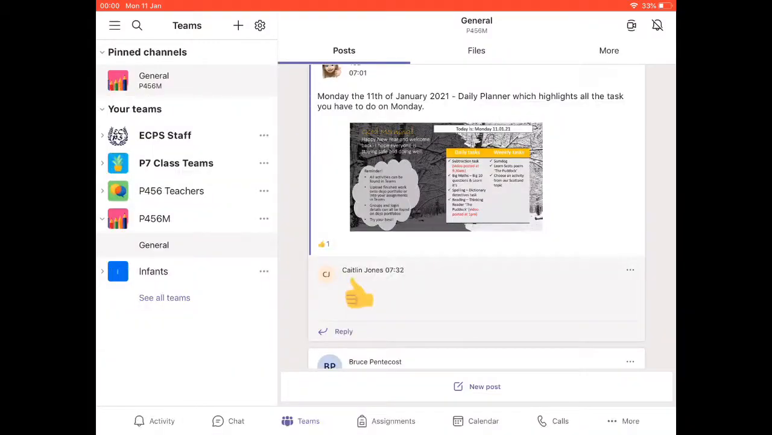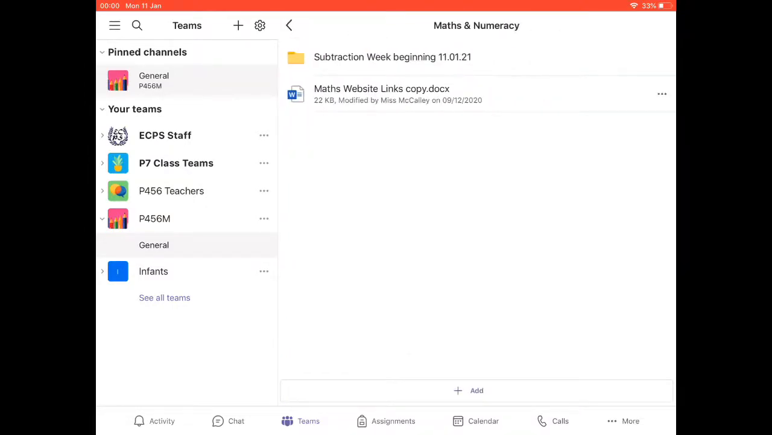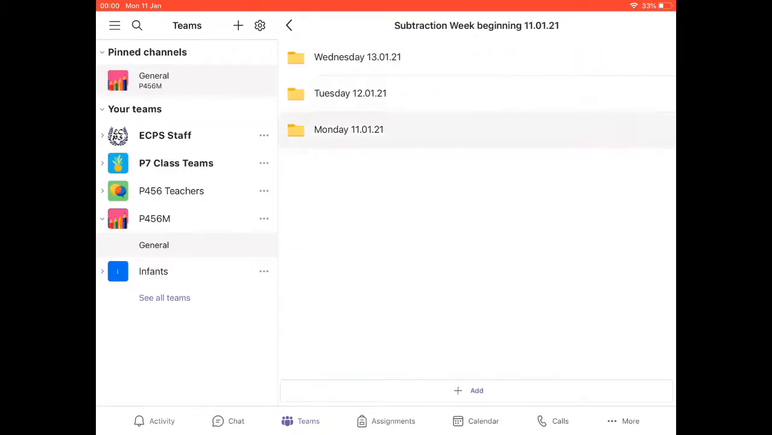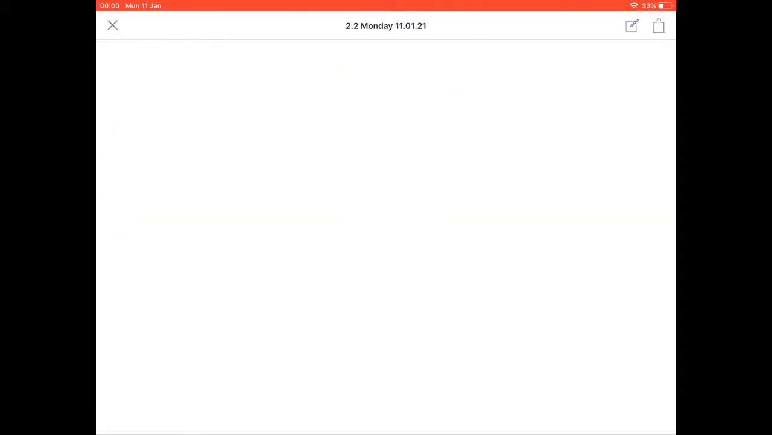First of all, we have to go into the Files section in our Teams page here, and then it is in the Maths and Numeracy folder. Then it's in Subtraction, week beginning the 11th, and then you click on Monday because it is Monday today. And then you'll see you have each of the group's tasks there, so you have to make sure you're clicking on the correct task. As I said at the start of this video, this is for the 2.2s, so you will click on the one that is labelled 2.2, Monday. And your task will open there for you.